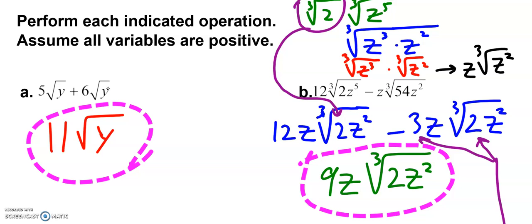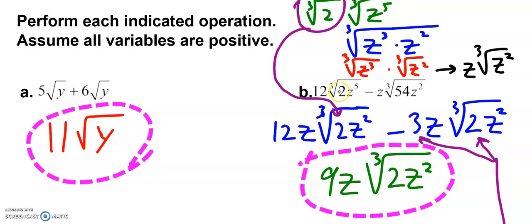Now the second one, maybe you had a little more trouble with this. This is going to be more work and involves some things we've discussed and some that you might have had to kind of think about a little bit more on your own. So how do I come up with this? Well, the answer is 9z cube root of 2z squared. How do I come up with that?